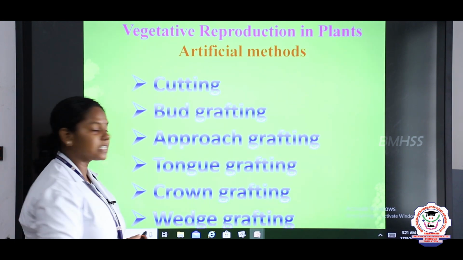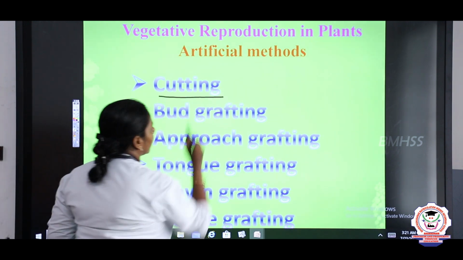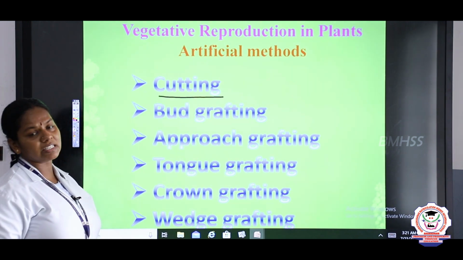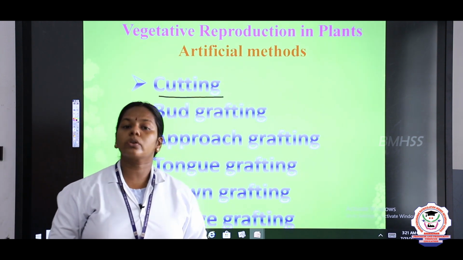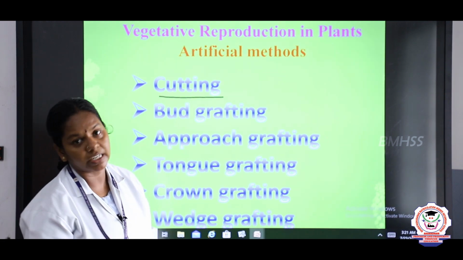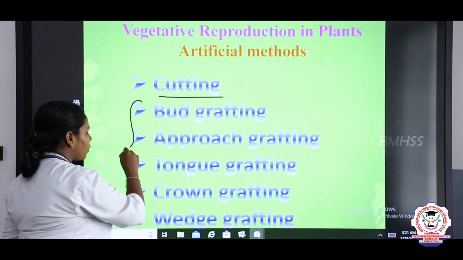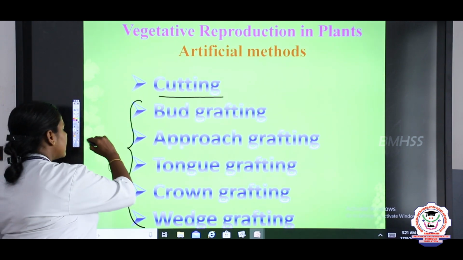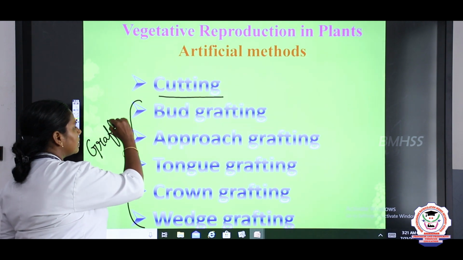we are going to discuss two things here. First one is cutting, that is we can cut a stem or a root or a leaf of any plant and from that we can produce the next generation. It is referred to as cutting. And the next type we are going to discuss is grafting. What do you mean by grafting?